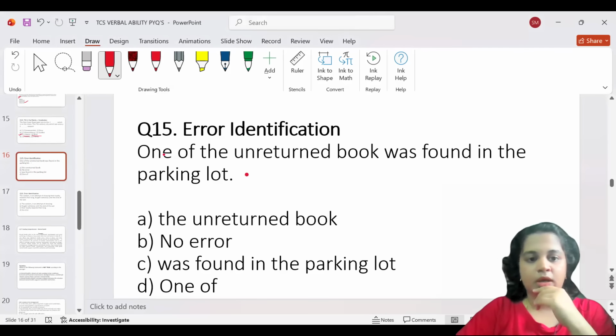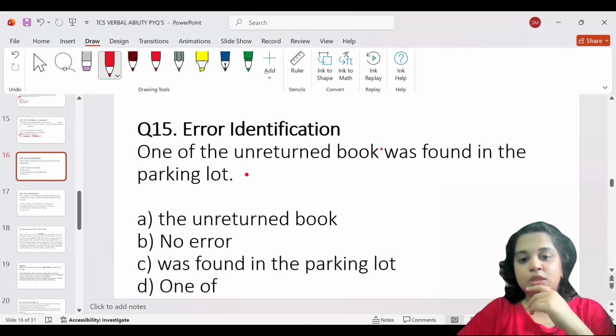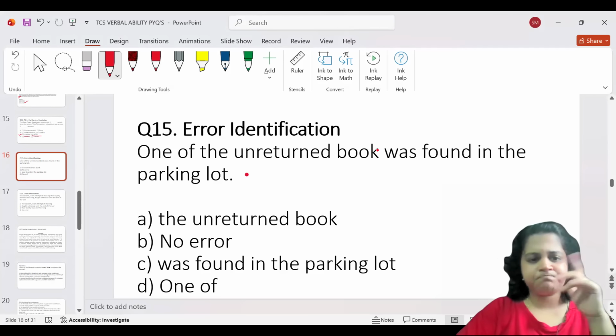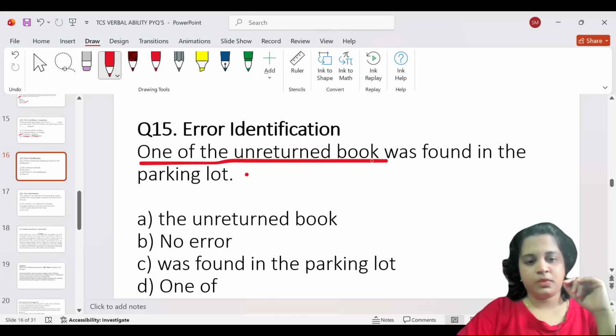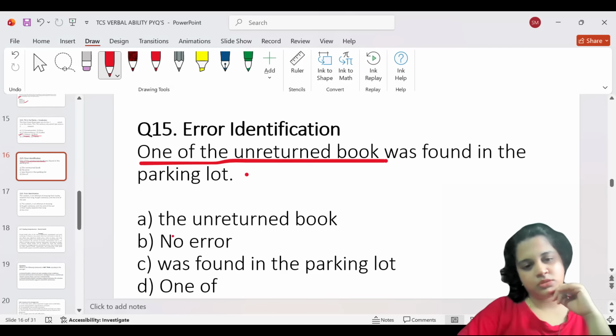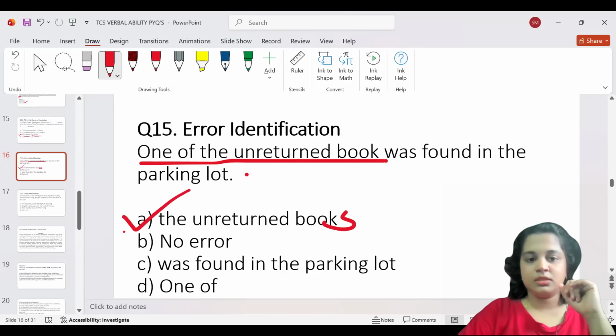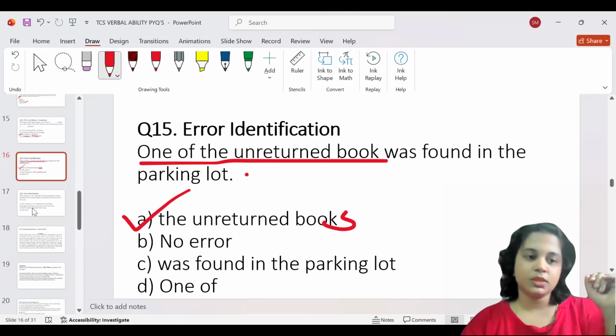And if you look here, it says one of the unreturned book. It should have been one of the unreturned books was found in the parking lot. So the error here: if I look at the option, the unreturned book should have been books. So it's option A that has an error in this particular question.